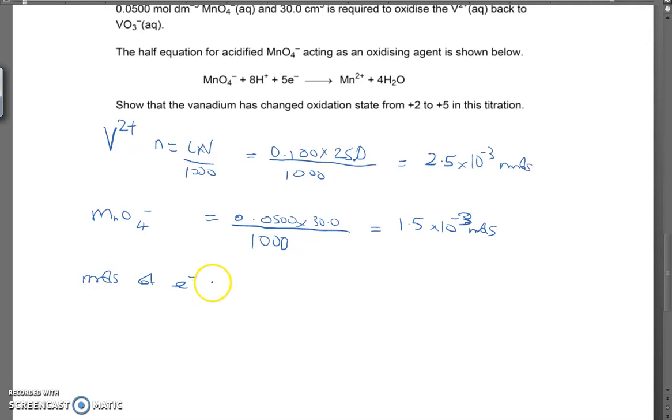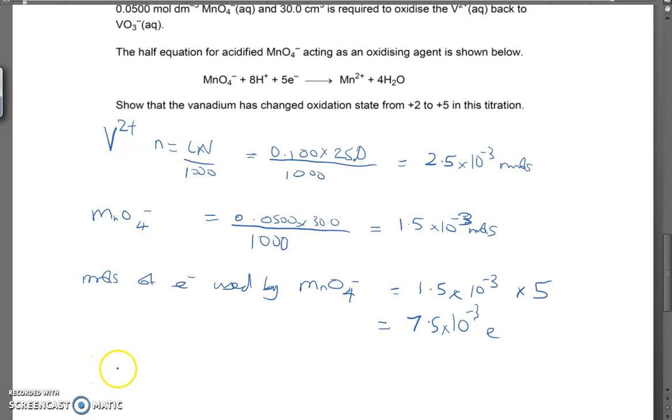electrons used by manganate ions. Well, that's equal to our number of moles, which is 1.5 times 10 to the minus 3, multiplied by 5 electrons. So that equals 7.5 times 10 to the minus 3 electrons.